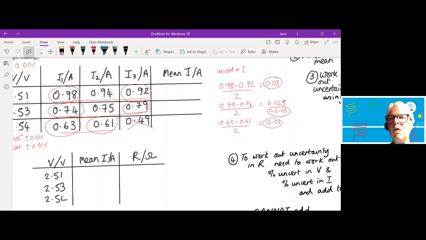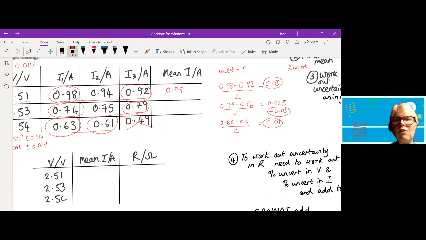So that means, what is our percentage uncertainty? Well, you take your uncertainty, oh, we've got to find the mean first. So we're going to have to add them all up. So 0.98 plus 0.94 plus 0.92 equals, divided by 3 equals 0.946 recurring like that, but I wouldn't write it like that. Be consistent with what the other currents are. So you're going to have to round those to 2 decimal places to be consistent with all the others.